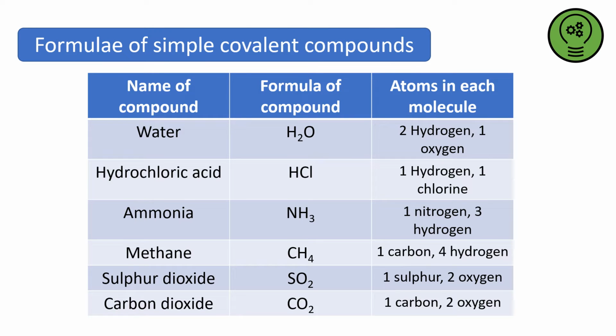So hopefully you would recognise that water had 3 atoms in total, 2 hydrogen, 1 oxygen. Hydrochloric acid had 1 hydrogen and 1 chlorine, so 2 in total. Ammonia had 4 in total, 1 nitrogen and 3 hydrogen. Methane had 5 in total, 1 carbon and 4 hydrogen. Sulfur dioxide has 3 in total, 1 sulfur and 2 oxygen. And carbon dioxide, 1 carbon and 2 oxygen. Did you get them right?